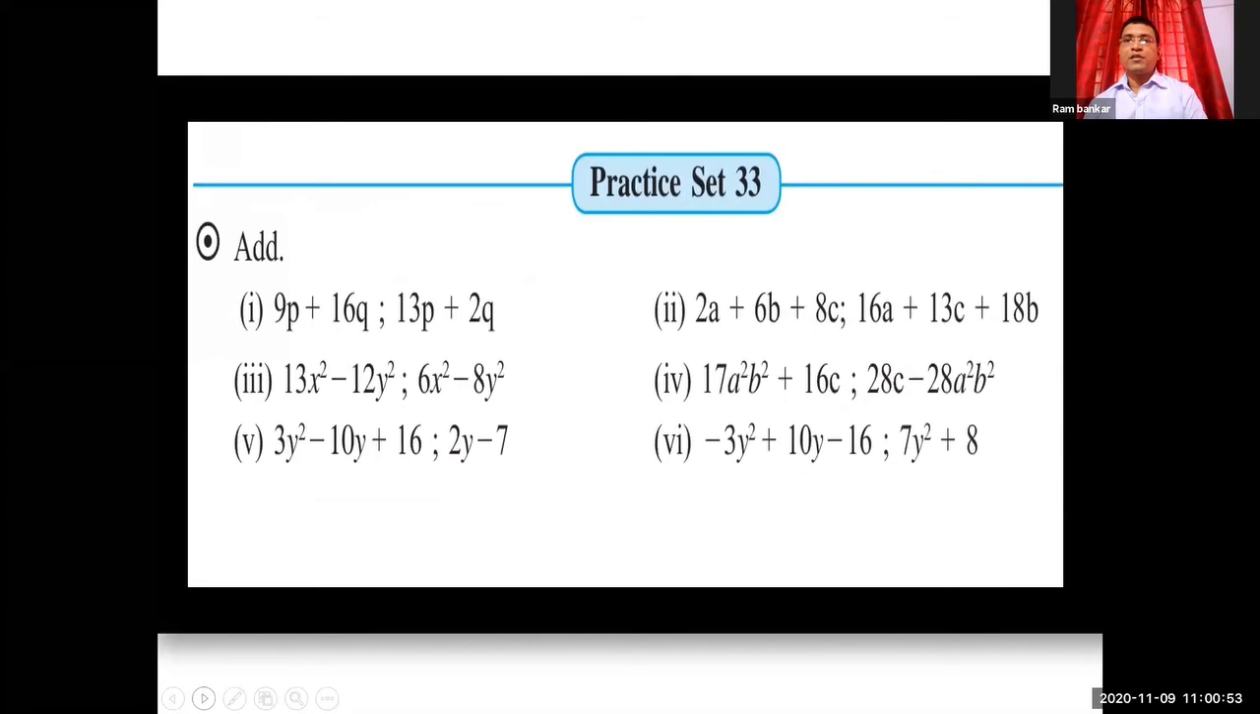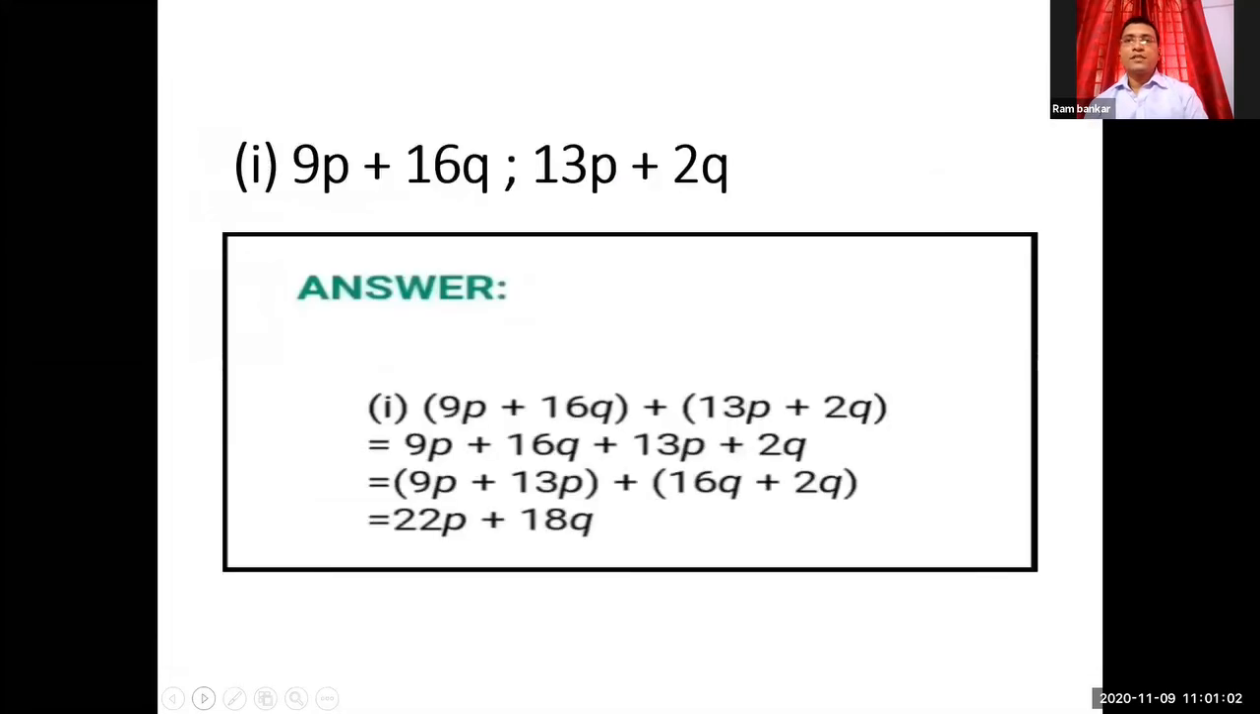Practice set 33. There are 6 questions given. Now we will solve them from the next slide. Practice set 33. Look at this first example. This is a very easy example, binomial plus binomial.